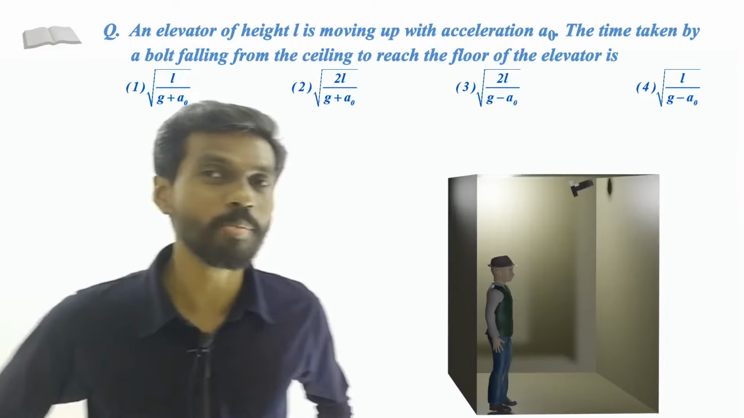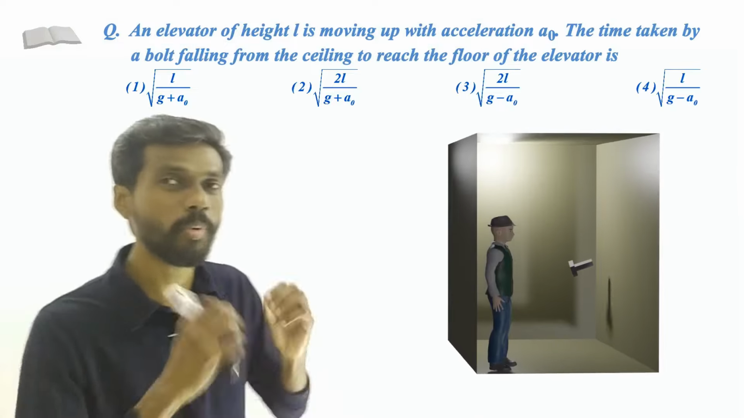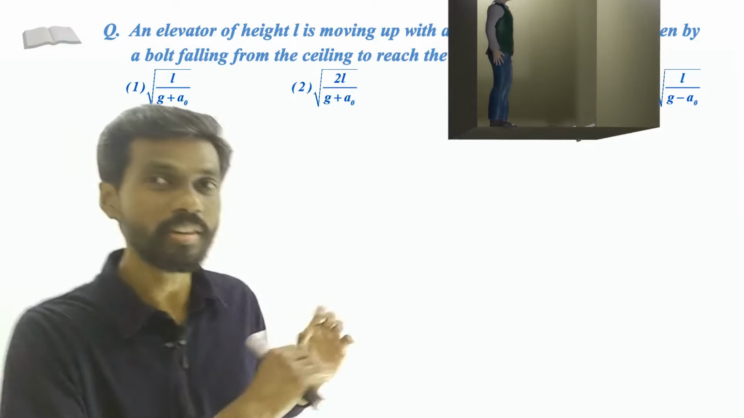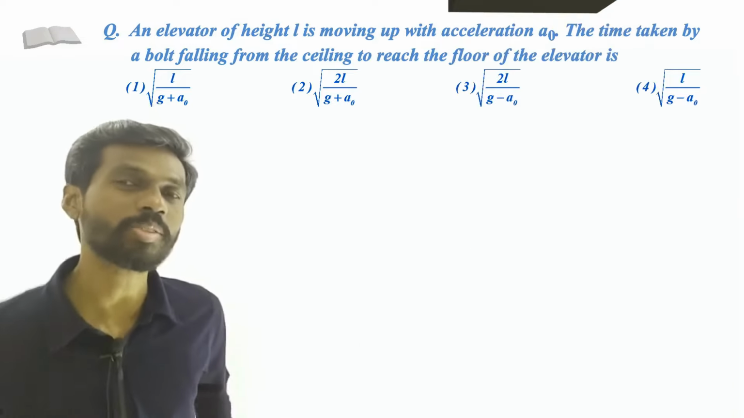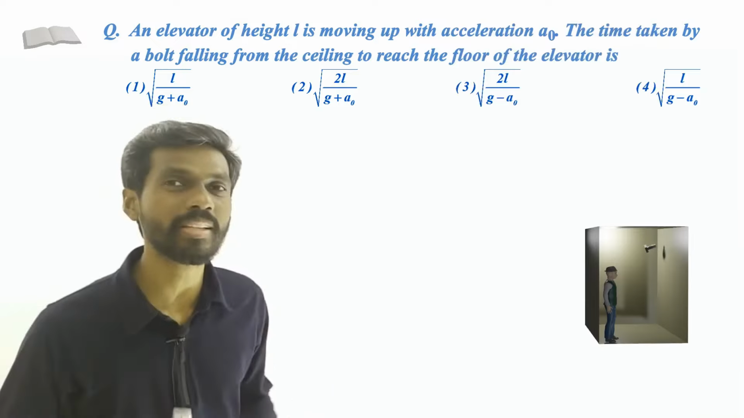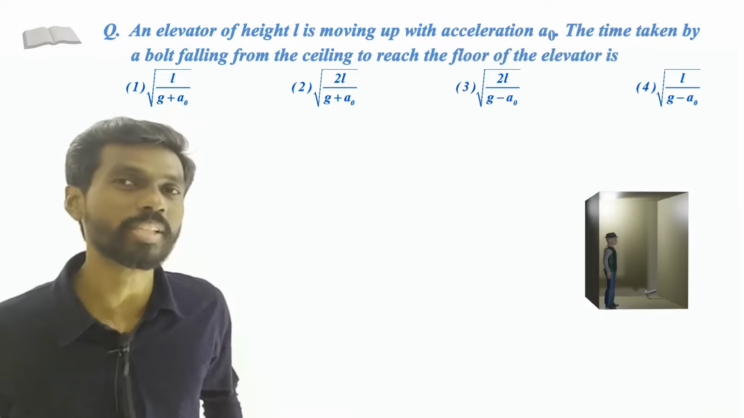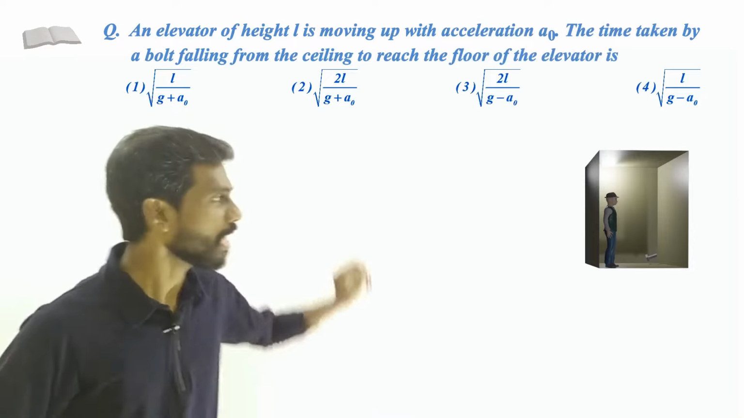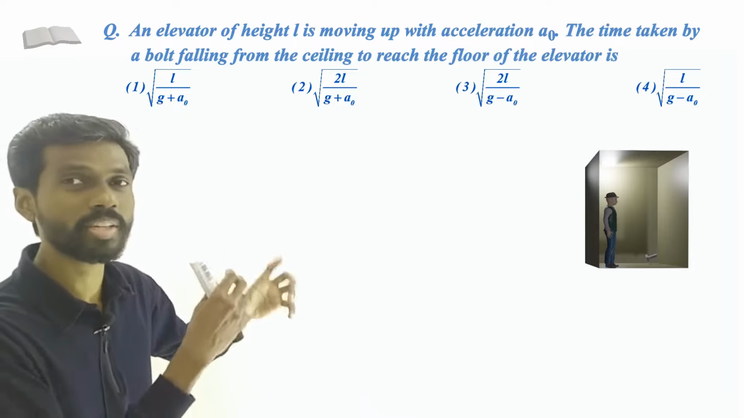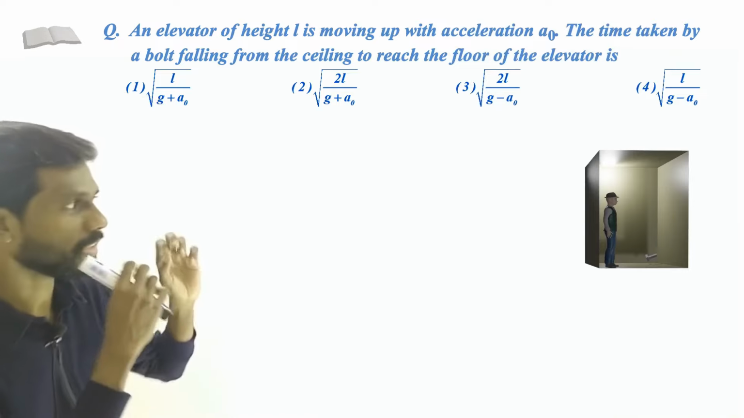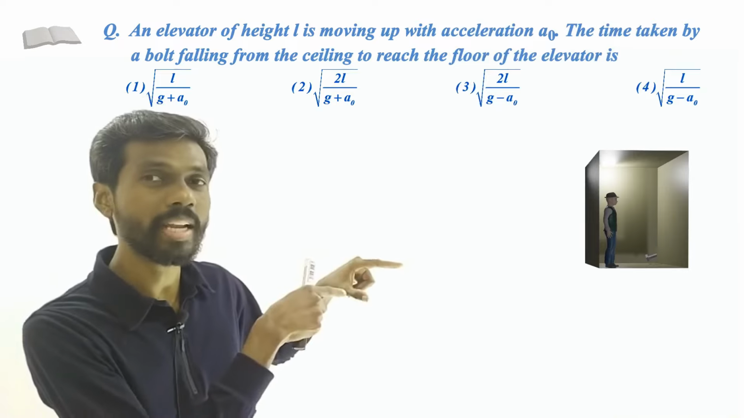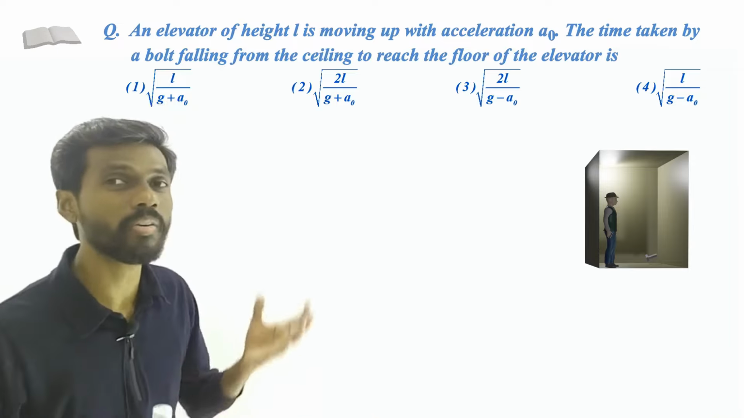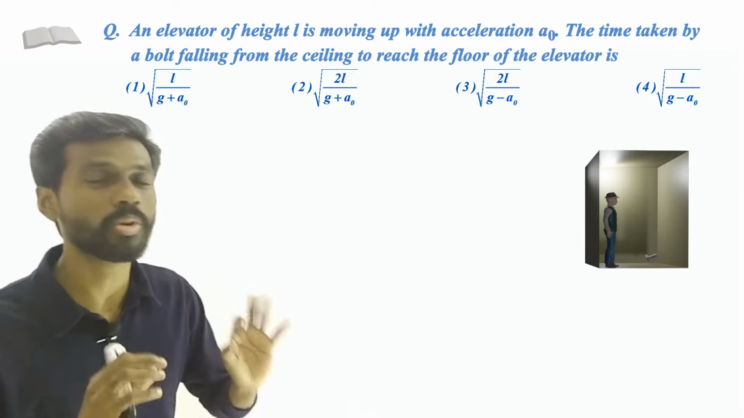Here an elevator is moving up with some acceleration a0, a bolt in the ceiling has broken off, and we have to find the time taken by the bolt to reach the floor. Now this question can be done simply by using the relative acceleration. We don't need to use the concept of pseudo force, but now that we have done pseudo force, let's make use of it. We observe this in the frame of reference of the elevator, that means from inside the elevator. So we have to consider the pseudo force also, because the observer is now accelerating.